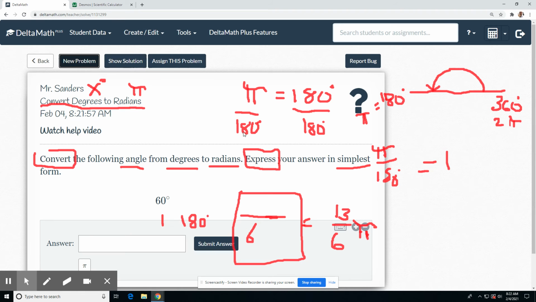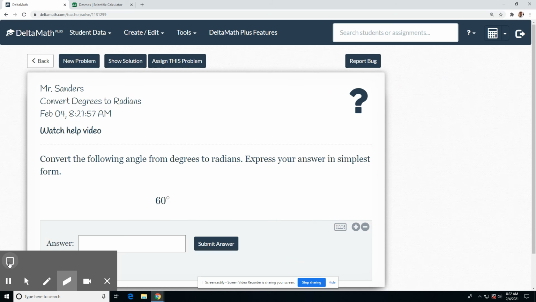Next problem. Convert the following angles from degrees to radian. Express your answer in the simplest form. All right, so let's just jump right into it. We would use a converter. The converter is pi over 180. And this one's a little bit easier.